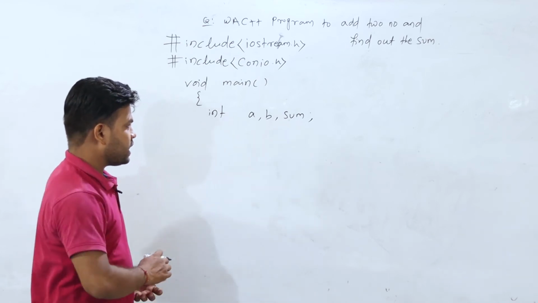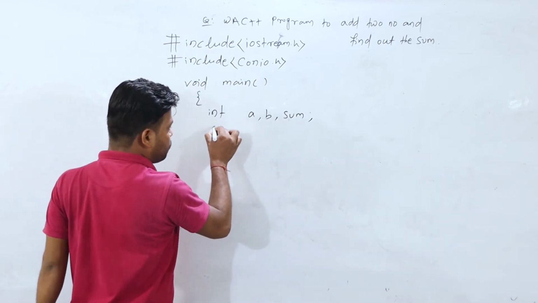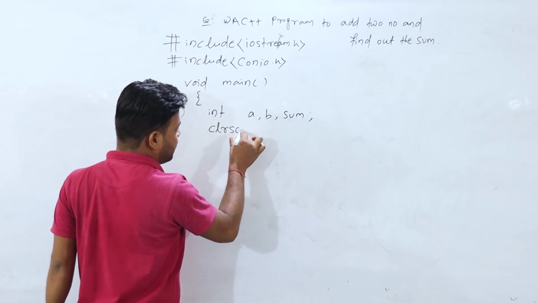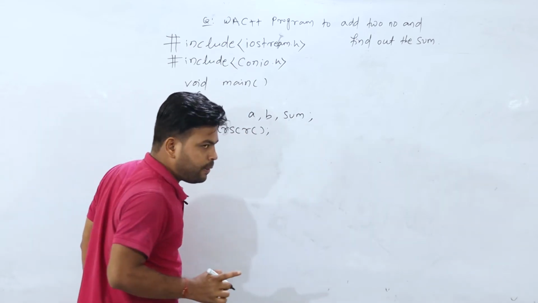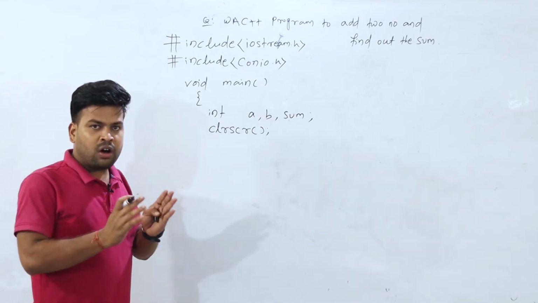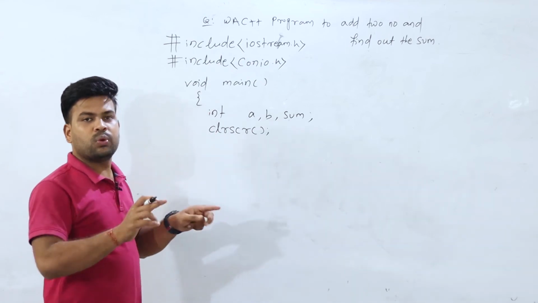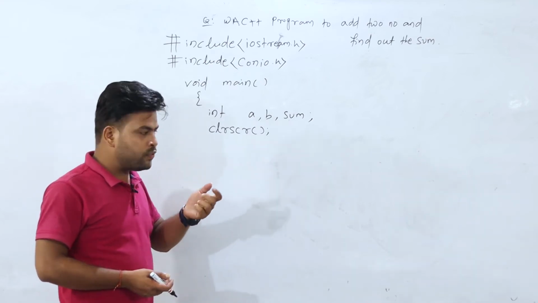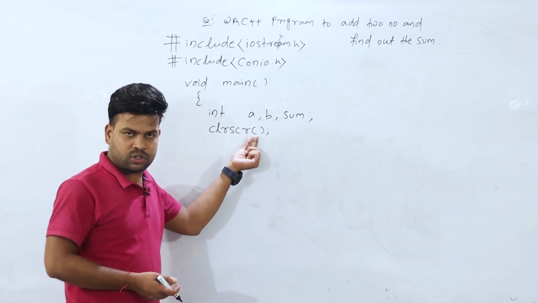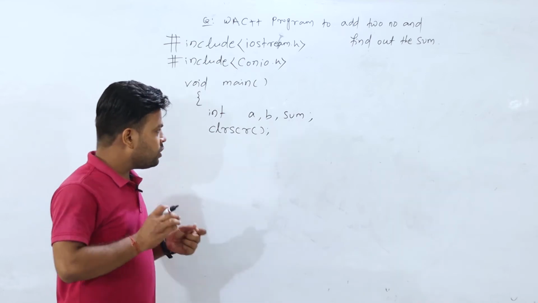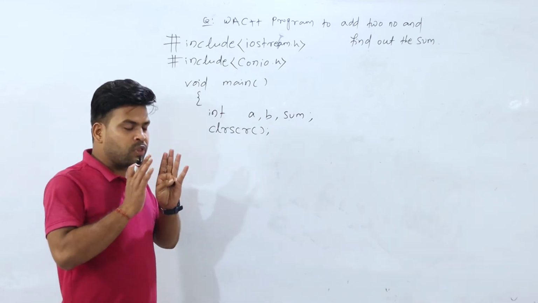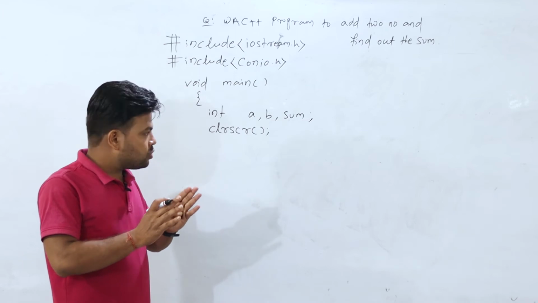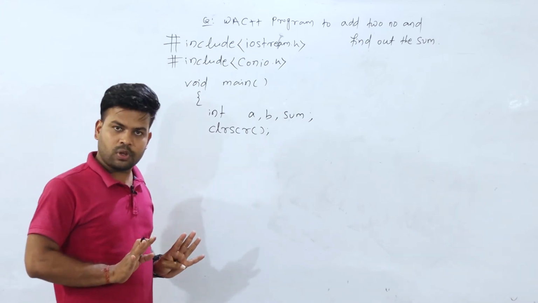Next after that, you have to use the clrscr function. Why? To clean or clear the output window. Okay, got it? So the purpose of using the clrscr function is to clean the output window. Got it?